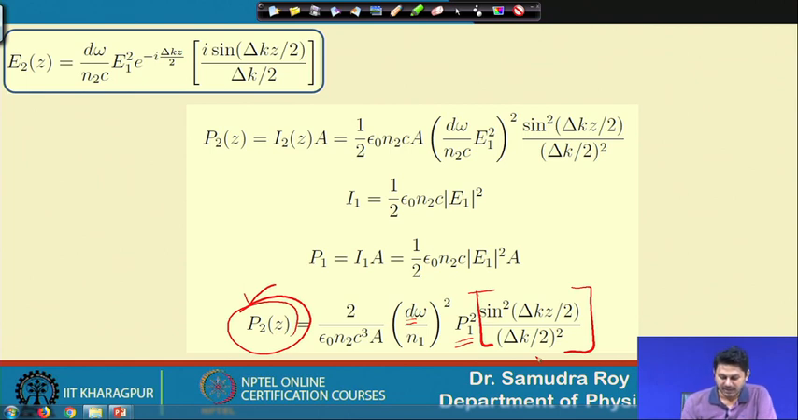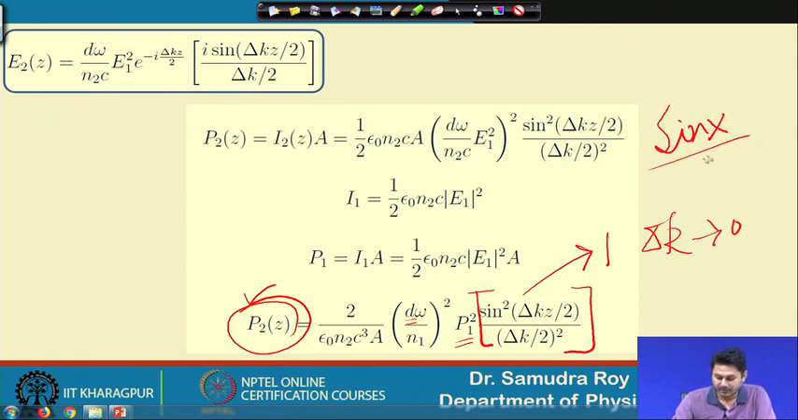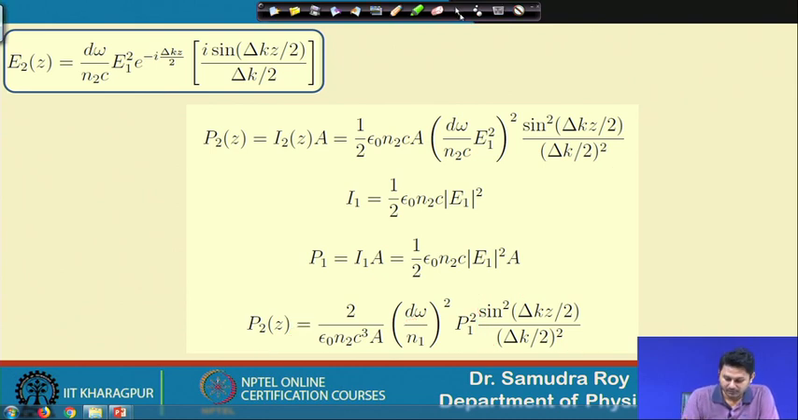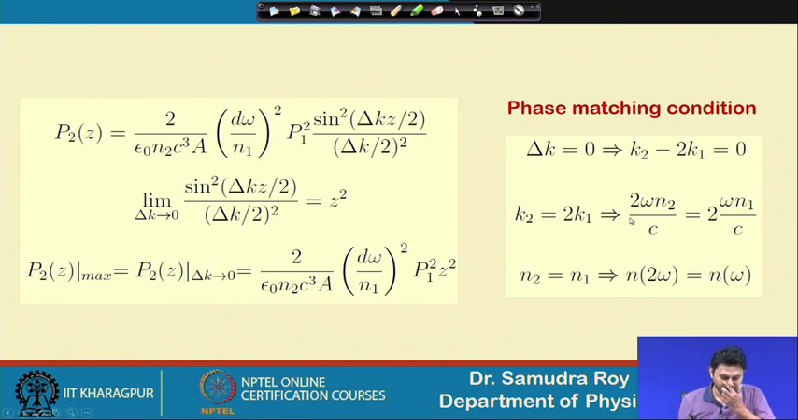So, this is a sinc function, and we know that this function can reach 1 when delta k tends to 0. We know that sine of x divided by x, if I take the limit x tends to 0, then this value is 1, and that is the maximum value. So, in order to maximize the right hand side, one very important condition is that delta k has to be 0. This is basically called phase matching. In the next slide we will give you more information about phase matching. So, let us go to the next slide.